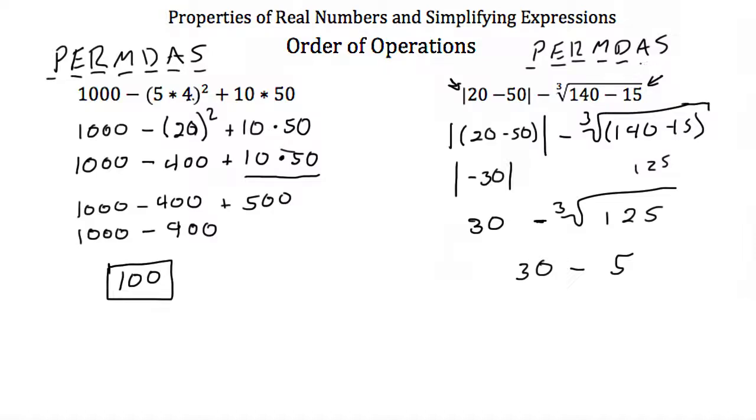Next will be addition. Again, we don't have any. So then lastly is subtraction. So 30 minus 5 would be 25.